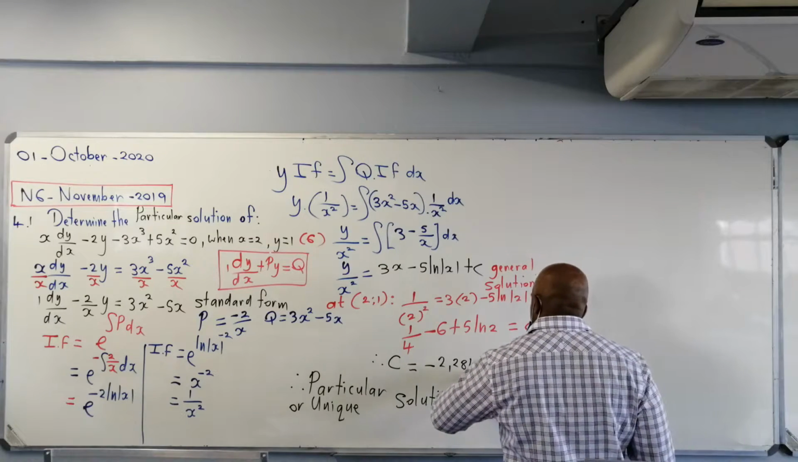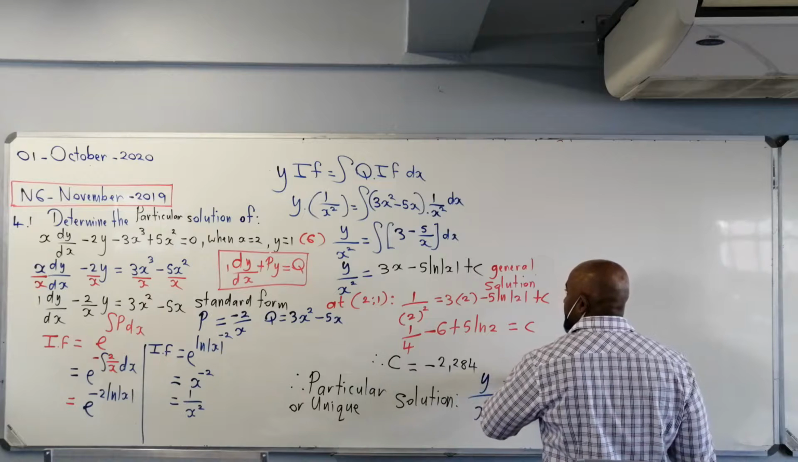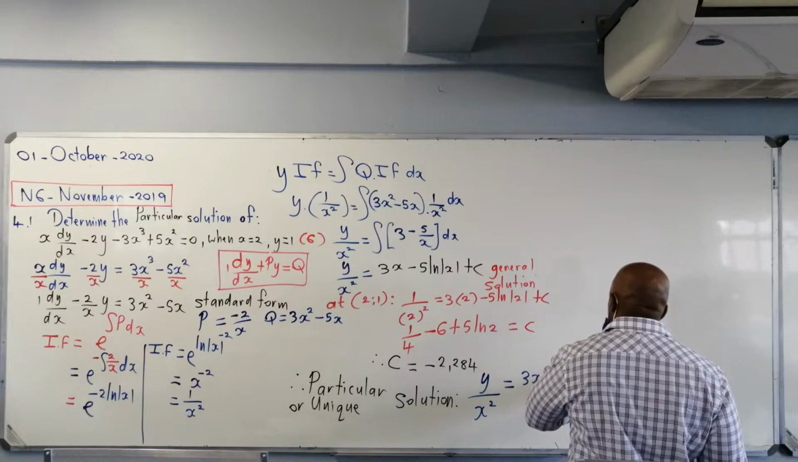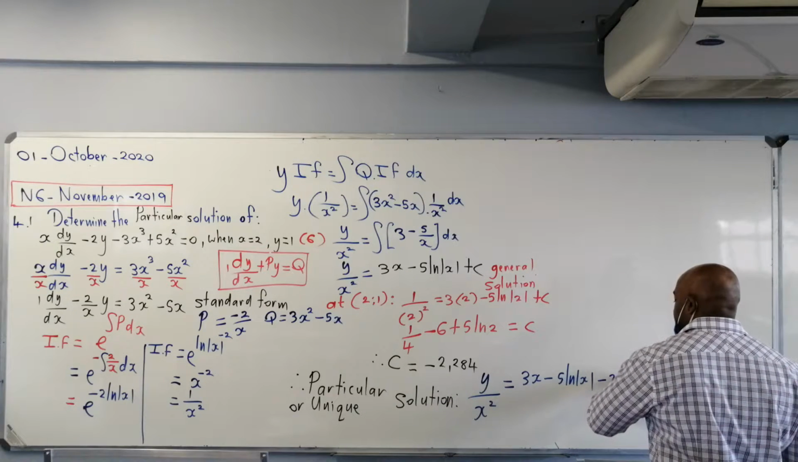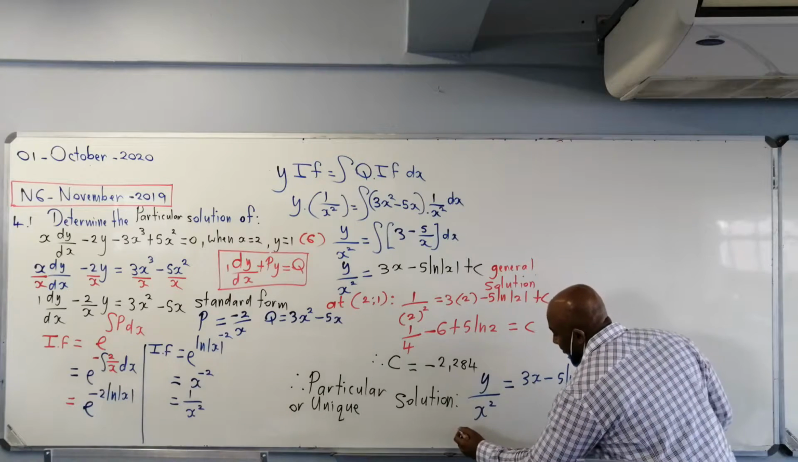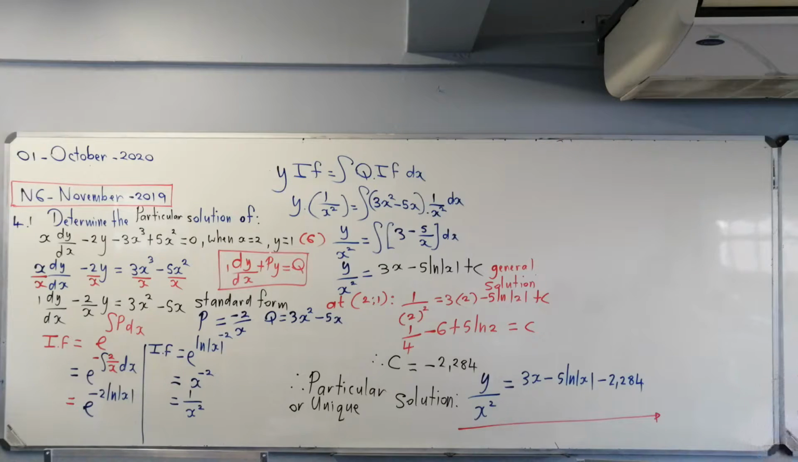So we have y over x squared is equal to 3x minus 5 ln absolute value of x minus 2.284, and that was your 6 marks, November 2019.